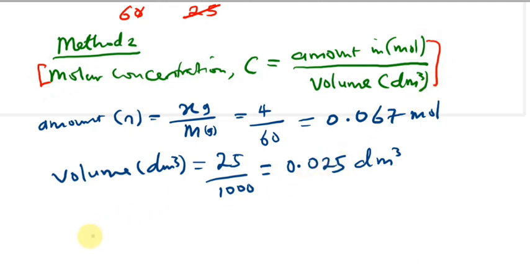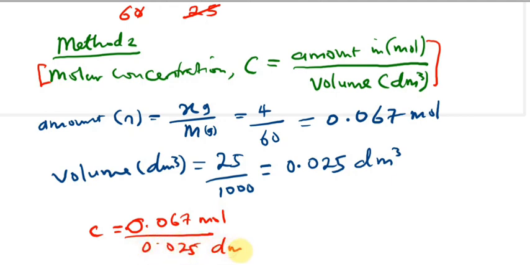So now we can go back and apply our formula here. We're going to have C is equal to 0.067 in mole divided by 0.025 in dm cube. So that will give us 0.067 divided by 0.025, which is approximately equal to 2.67 mole per dm cube, which is the same as what we had before.